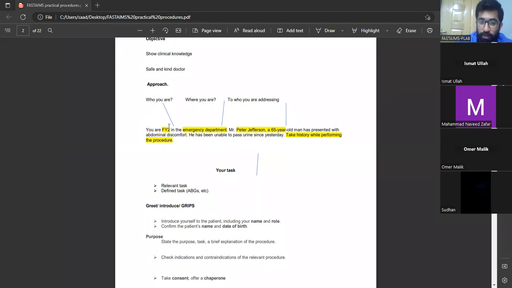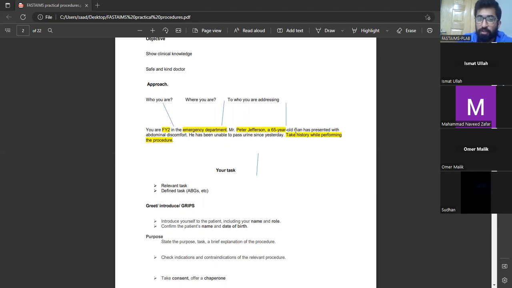Who you are: FY2. Where you are: emergency department, or sometimes the ward as well. We will see all those scenarios one by one. And to whom you are addressing is important. It's Peter Jefferson, and he is 65 years old. When you enter the room, it is better that you remember the name of the patient. So when you start greeting, you name the patient, like, hello, Peter. That gives a good impression that you have understood your task and read it carefully. And this will also make a good interaction with the patient.